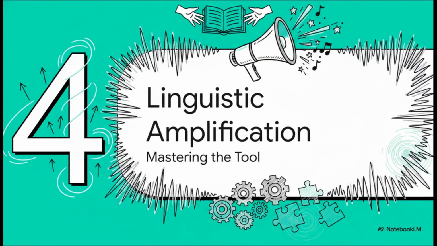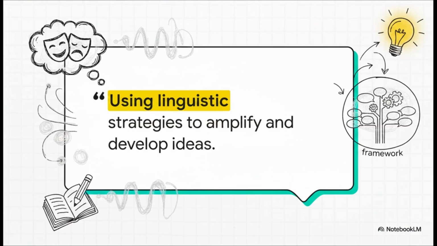Section 4. Mastering Linguistic Amplification. This brings us to the final polish of our blueprint. You've got the structure, the motifs, and the voice. Now, how do you use precise vocabulary to make it all sing? Well, this quote directly from the VCE English Assessor Report is your guiding principle: using linguistic strategies to amplify and develop ideas. Notice it doesn't say using big words to sound smart.